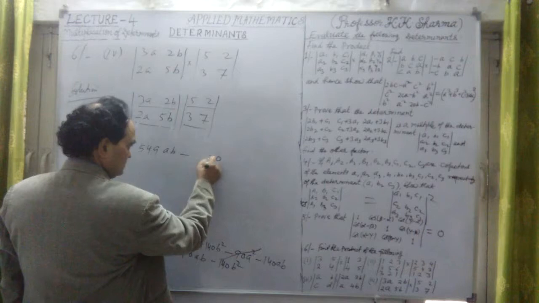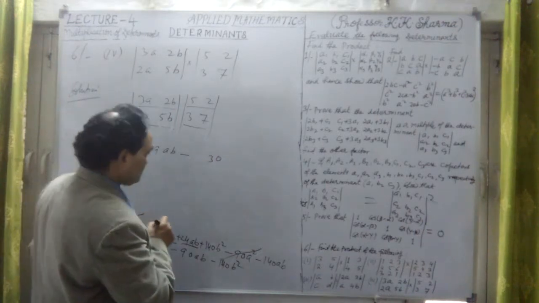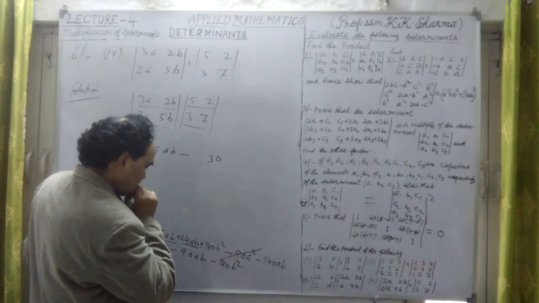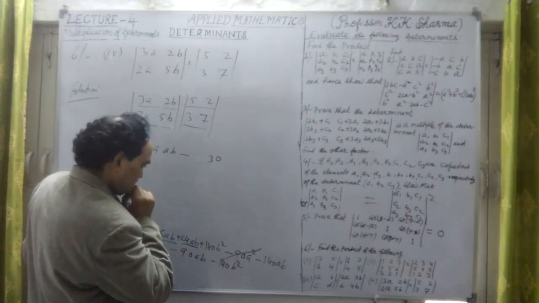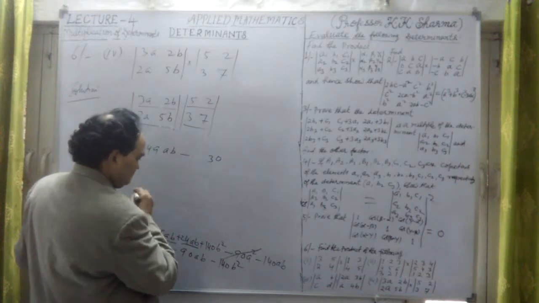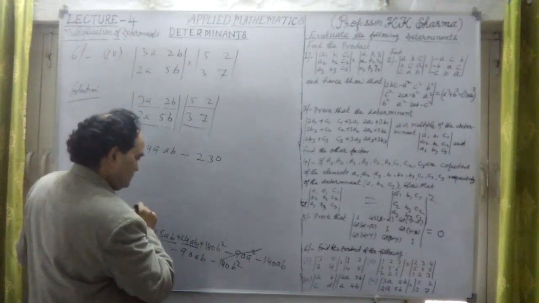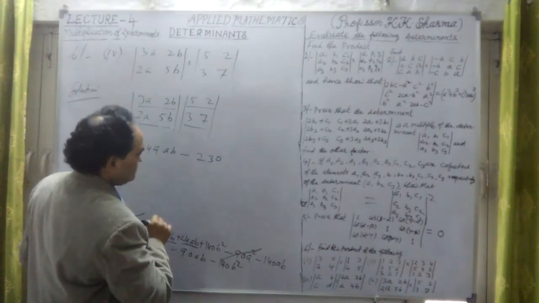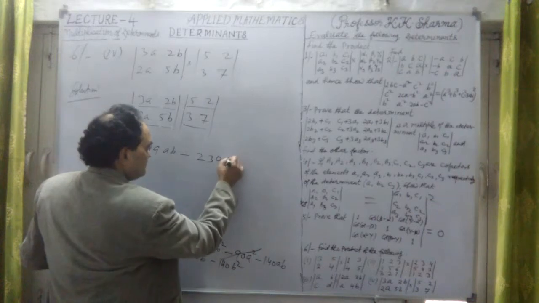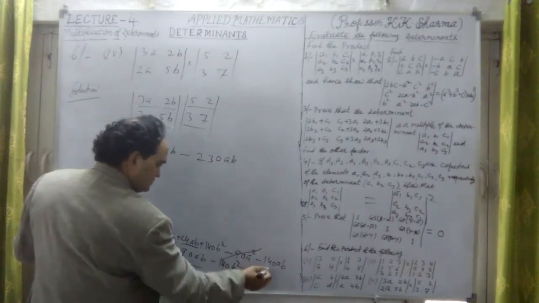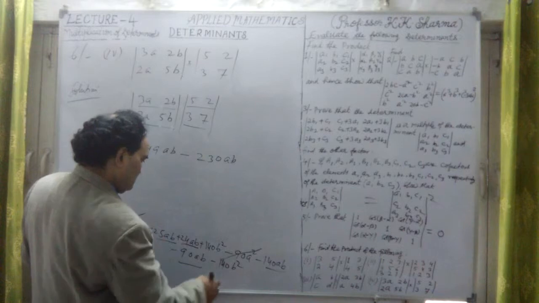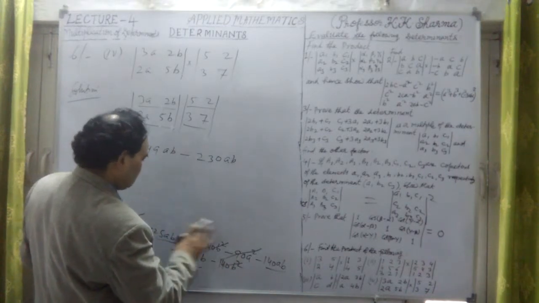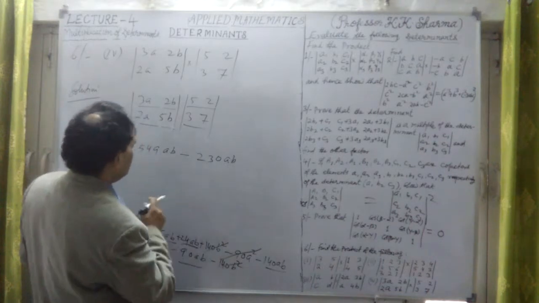Both are negative values, so we add them separately: 140 plus 90 is 230ab. Now 140b squared and 140b squared, negative and positive, cancel out. The b squared values are cancelled out. Only ab terms are here.